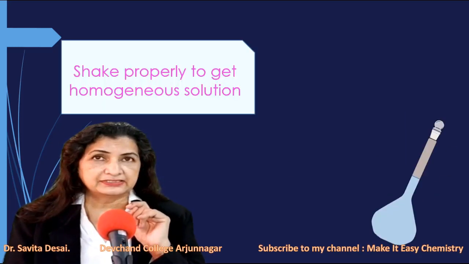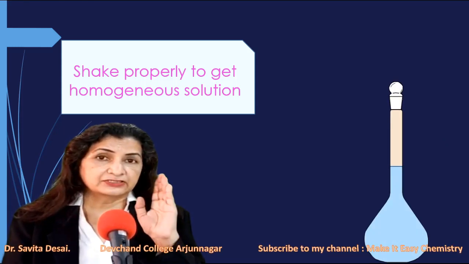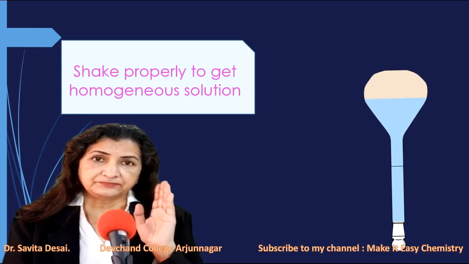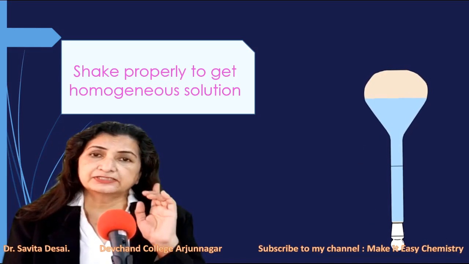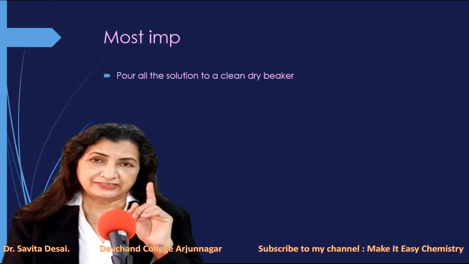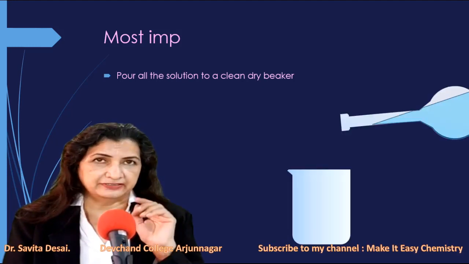Shake this solution properly to get a homogeneous solution. The volumetric flask is corked properly, inverted and shaken to get the homogeneous solution. Another important thing is that we pour all this solution into a clean and dry beaker.